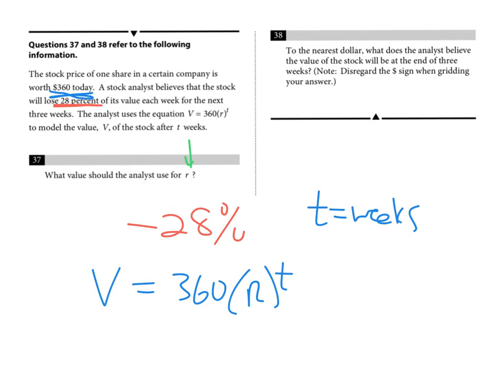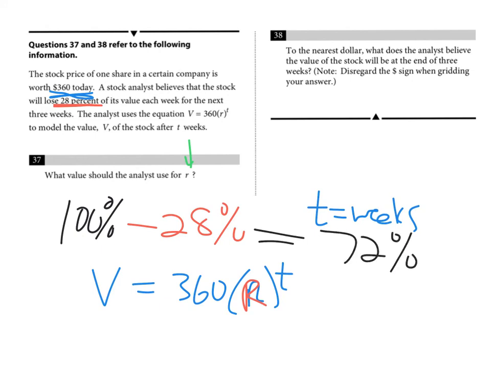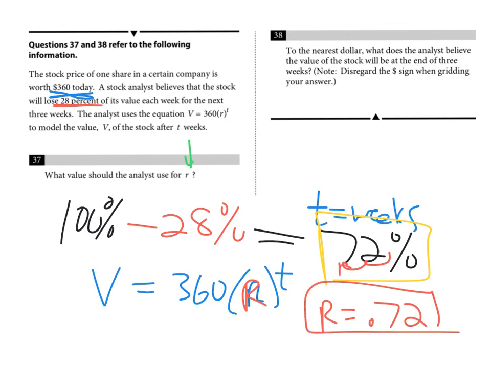Well, R is the interest rate. It says it drops 28%. So if it starts off at 100% and it drops 28%, here the stock is going to be worth 72% of what it was. So in this case your R value is 72%, but remember we always convert that to a decimal, so here the R value the analyst should use is going to be 0.72. So this is a grid question, so you would grid in 0.72.